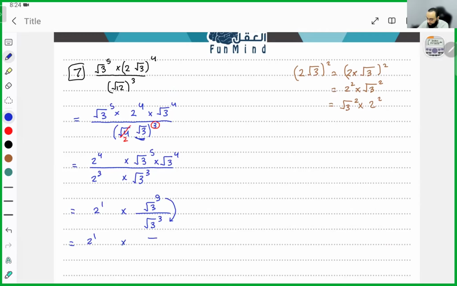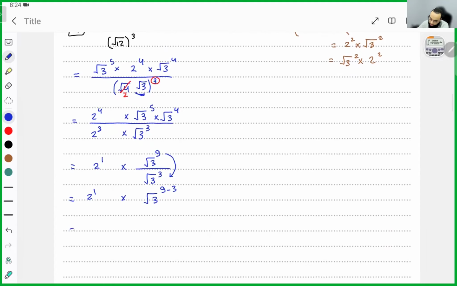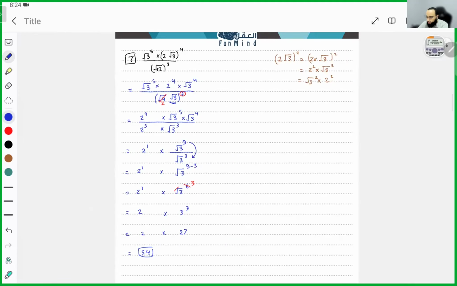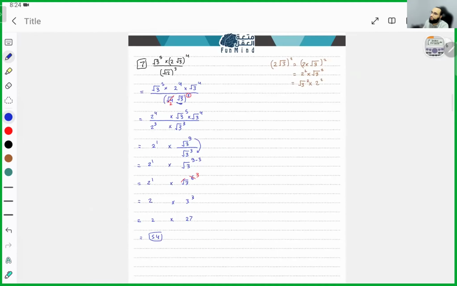It's root 3 power of 9 minus 3. Right now, it's 2 power of 1. But root 3 power of 6. Right now, we can write it 2. And here, it's only 3 with half of the power, which is 3. Then it's 3 power of 3. Then it's 2 times 27. Then it's 54, like what we did in the calculator. Sufyan.